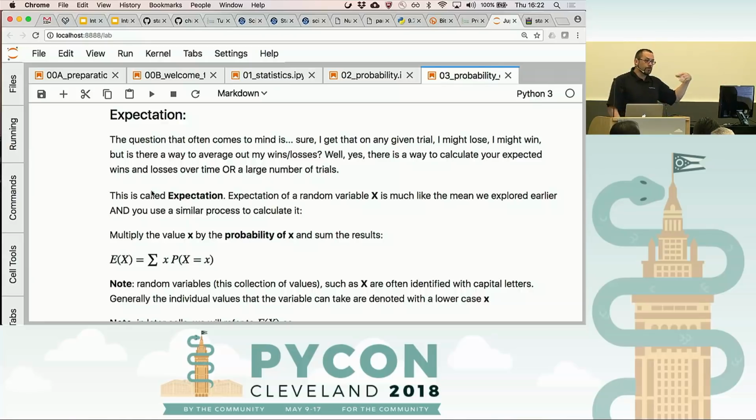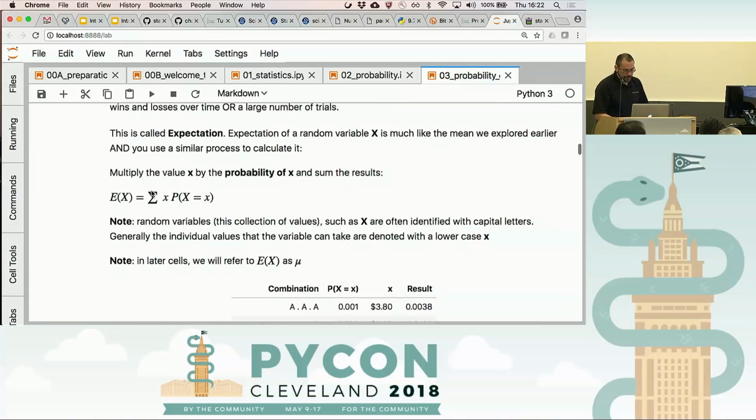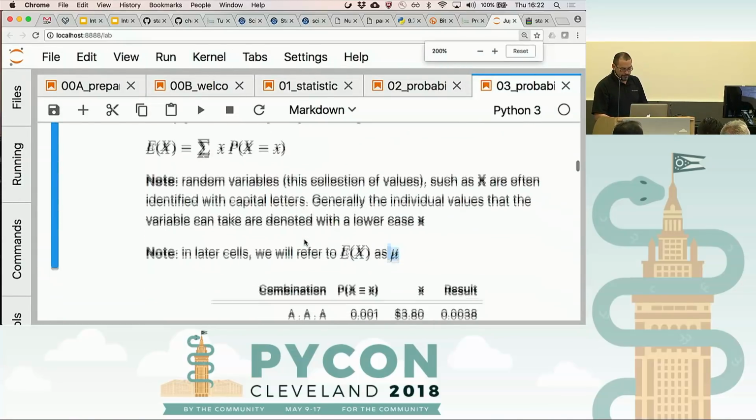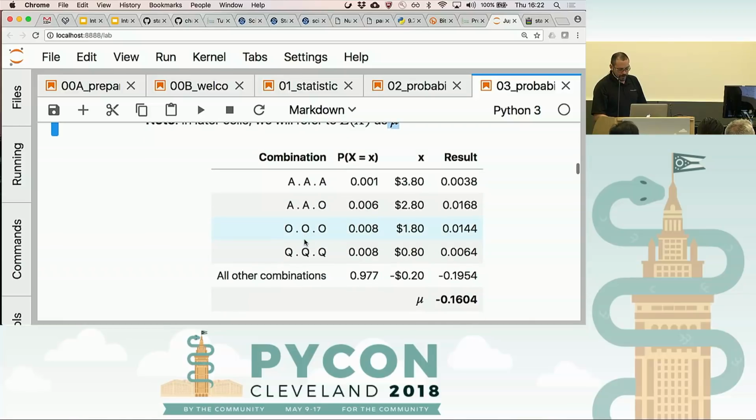Ex is called expectation, but we also often call it mean, so you'll run into it as both. And matter of fact, we might use the symbol for mean, which is this Greek mu. All right.